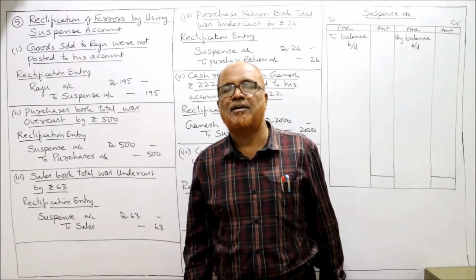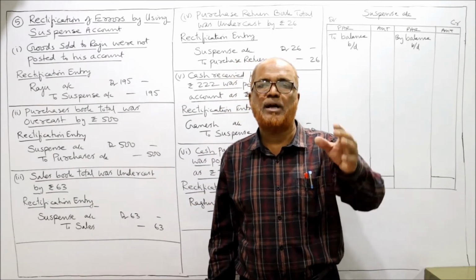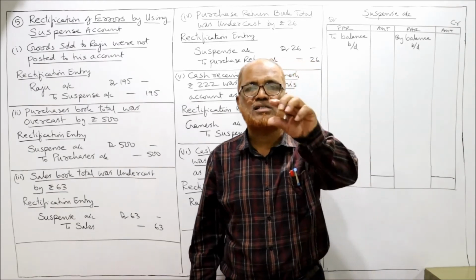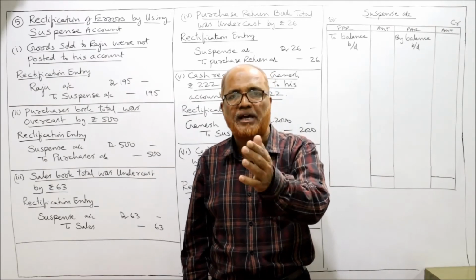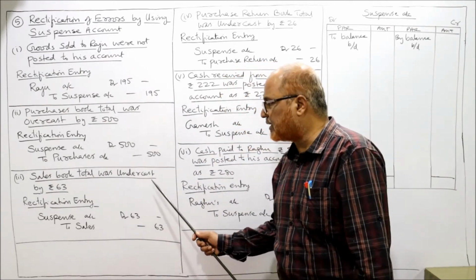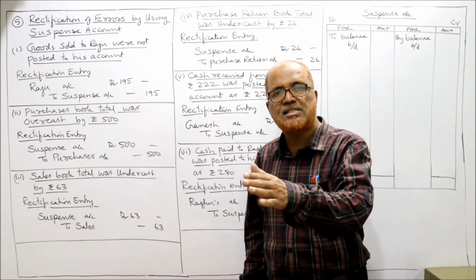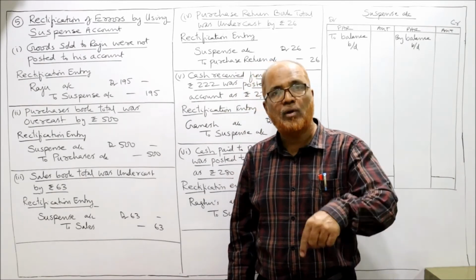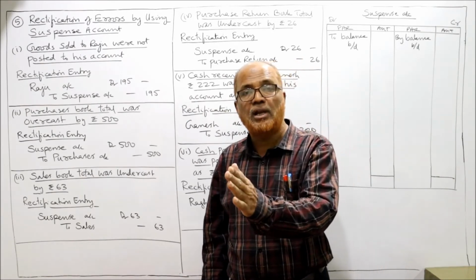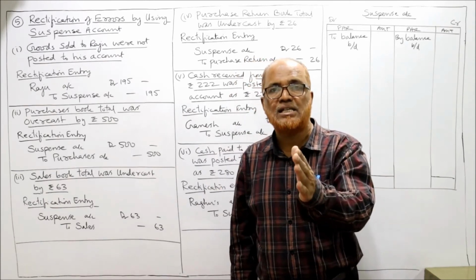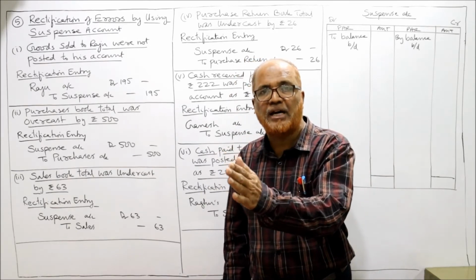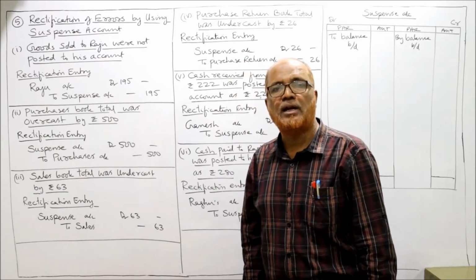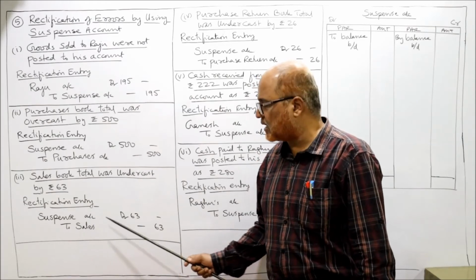So sales account will be credited. When we sell the goods, the entry will be customer's account debit to sales. Always sales account will be credited. Now on the credit side of sales account there is undercast by rupees 63. Now we have to increase it, so on the credit side we should take 63 rupees. Sales account should be credited by 63 rupees, so debit should be given to suspense account. The entry will be suspense account debit to sales account, 63.